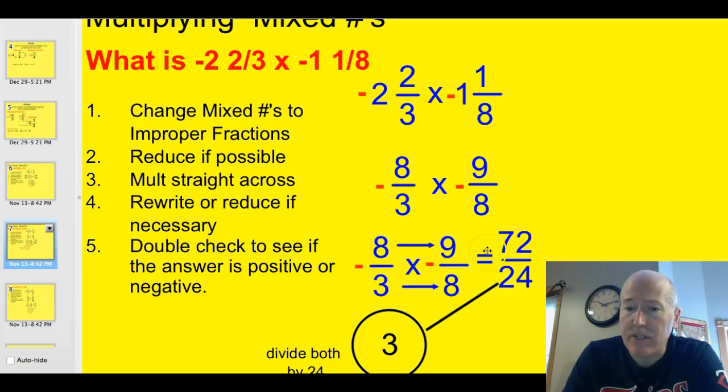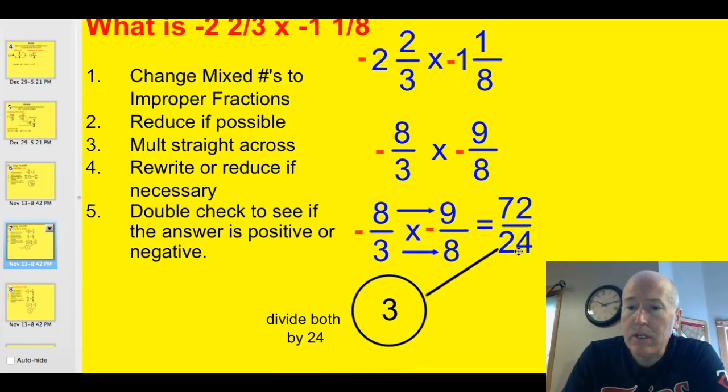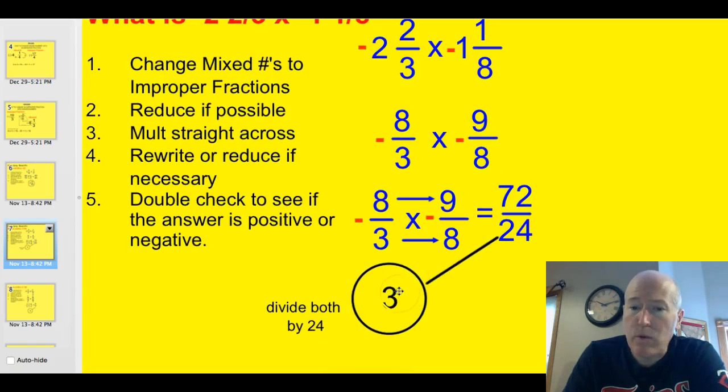8 times 9 is 72. 3 times 8 is 24. This is a negative times a negative, so my answer is positive. I end up with 72 24ths. I can divide both of these by 24 and get 3 is my answer, because that's what 72 divided by 24 is.